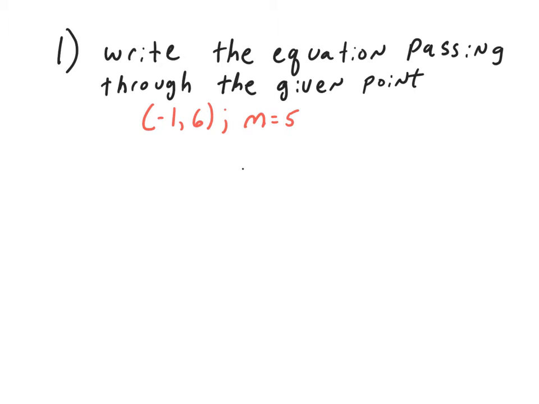These are bellwork answers for Tuesday, January 16th. Number 1, it says write the equation passing through the given point, -1 and 6, and where the slope is 5. So this one, all we have to do is figure out what is the y-intercept. We already have the slope, so it's y equals mx plus b.